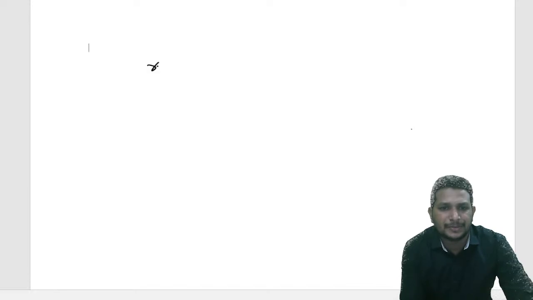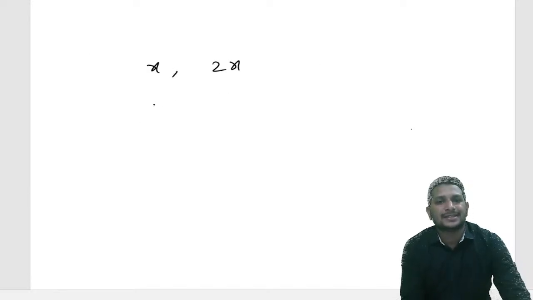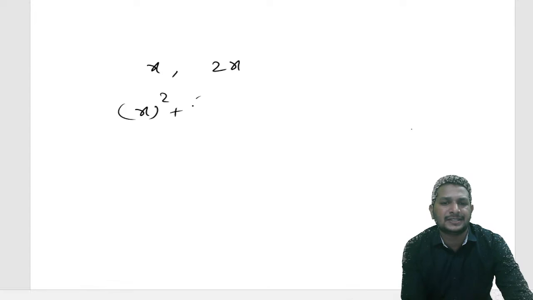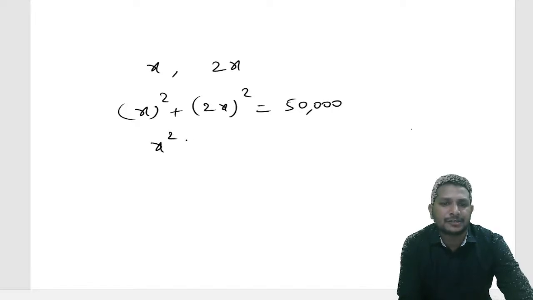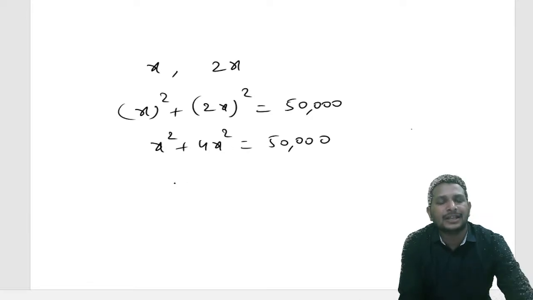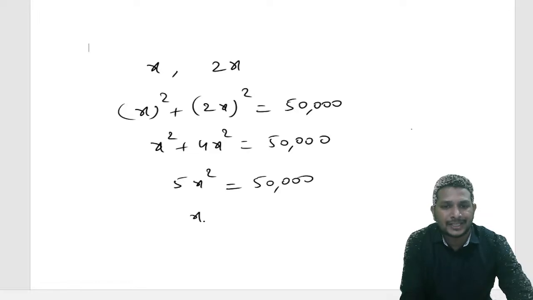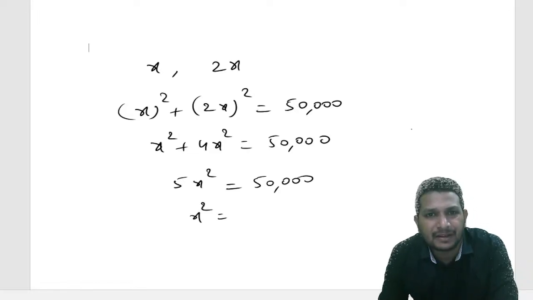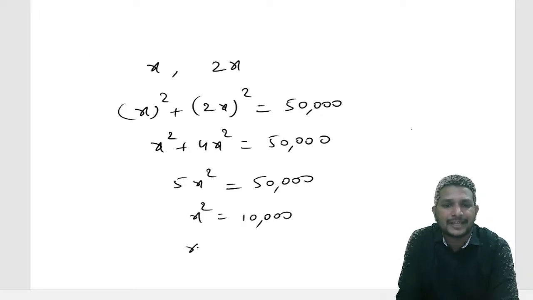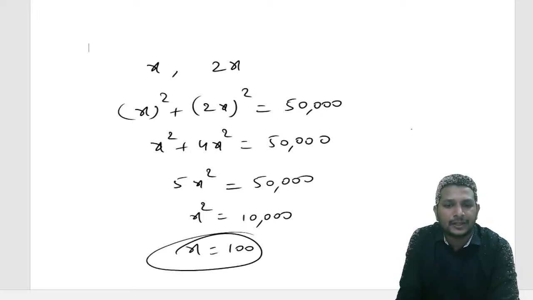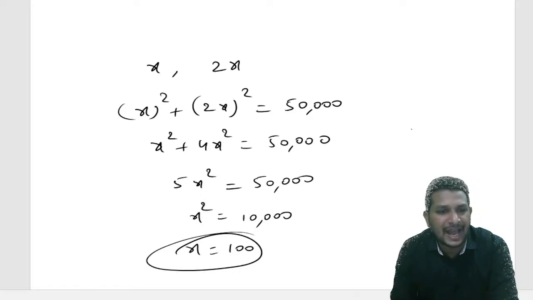So let the numbers be x and 2x. Sum of the squares means x square plus (2x) whole square equals how much? 50,000. So x square plus 4x square equals 50,000. So we got the sum as 5x square. So x square equals 50,000 by 5, which is 10,000. So x is nothing but 100.